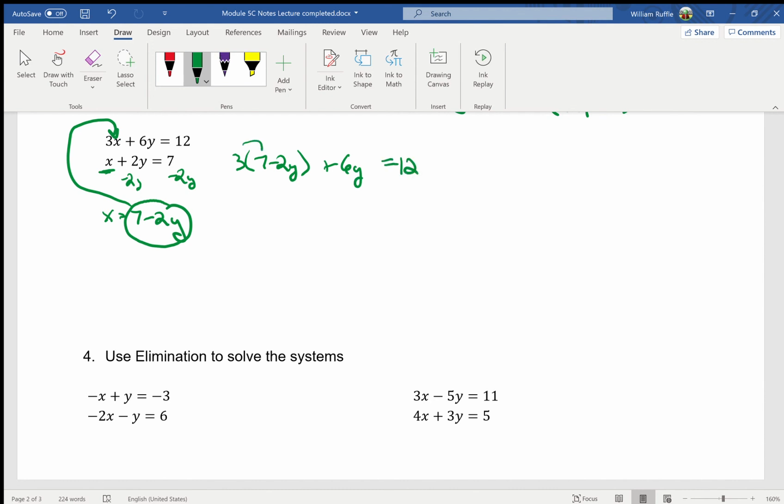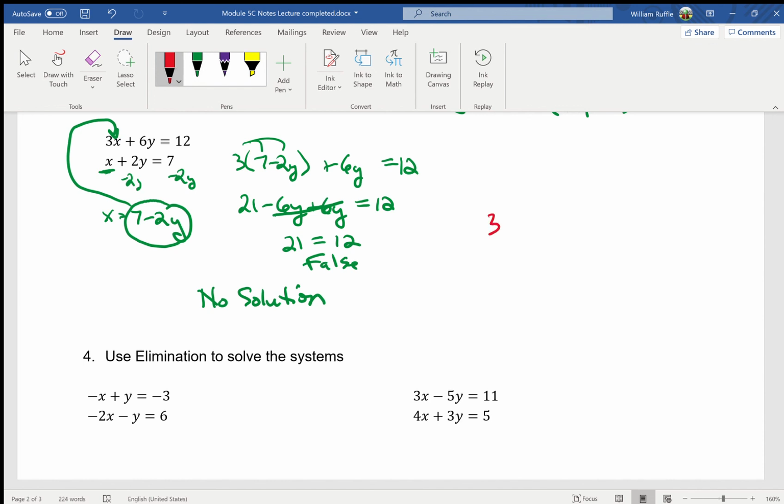Distribute my 3. 21 minus 6y plus 6y equals 12. I combine my like terms, and the y's go away. I'm left with 21 equals 12. This is a review of Unit 4. This is a false statement, so this gives me no solution. Okay, it's the same concept. Now, if I had subtracted everything away and I came up with something like 3 equals 3, then that would be infinite solutions. But we do not have that situation here. It is just plain no solution on this one.